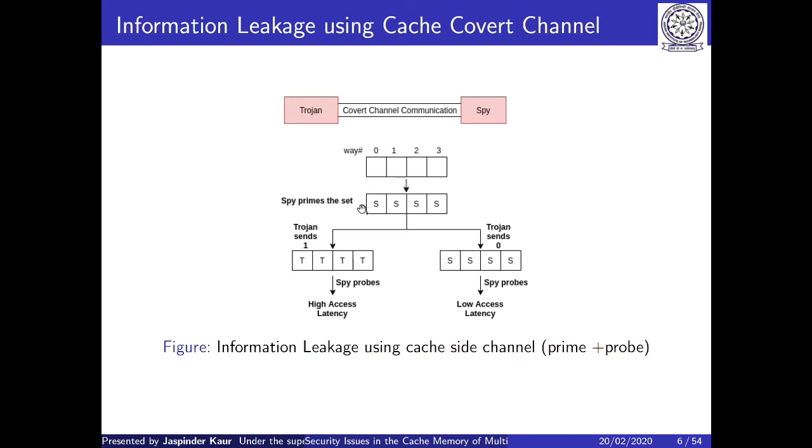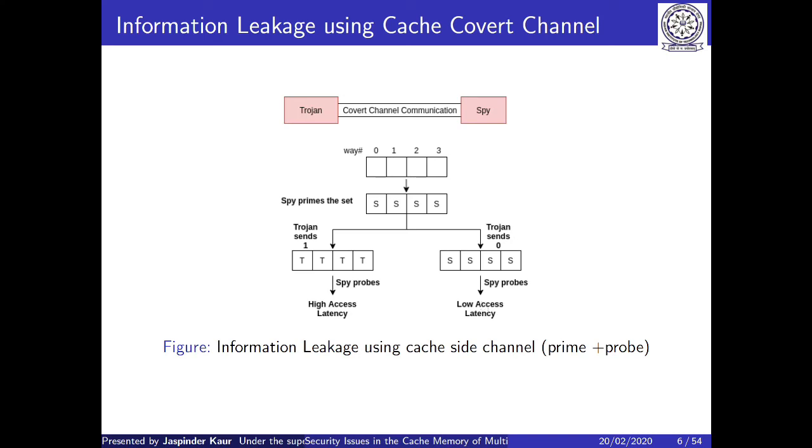Here, this was the prime phase, and after the prime phase, if Trojan wants to send 0, Trojan will not do anything. If Trojan wants to send 1, then Trojan has changed all these blocks. So now the probe phase starts. During the probe phase, the spy will again request the same four blocks that it requested during the prime phase. If all these four blocks are hit in the cache, that means the access time will be less.